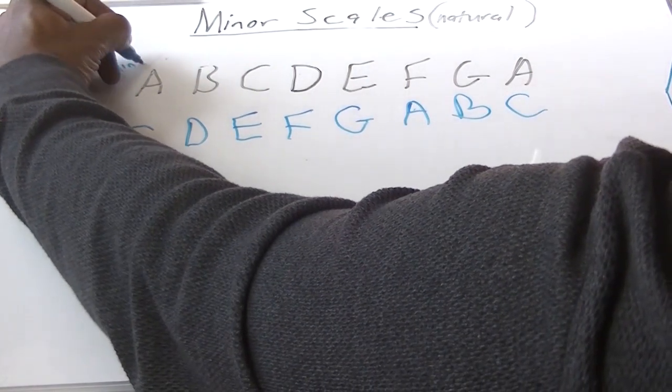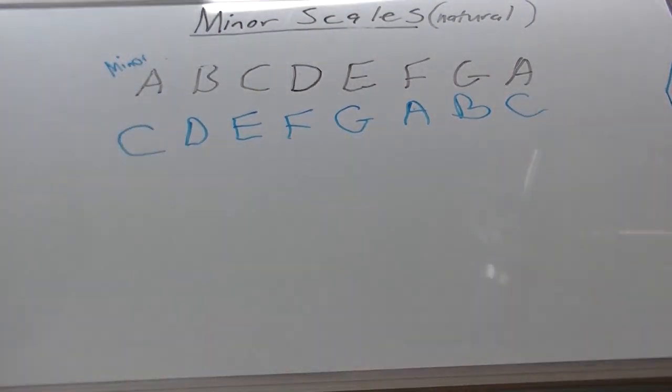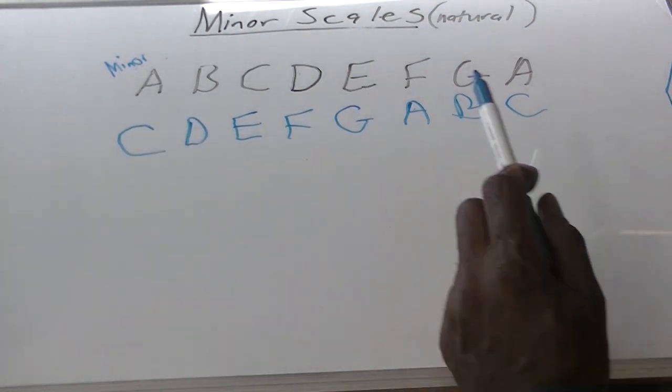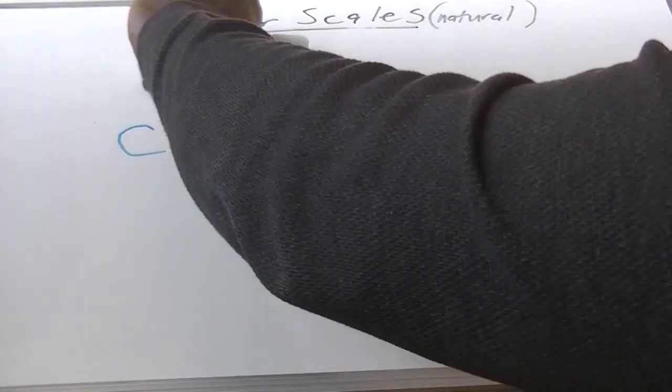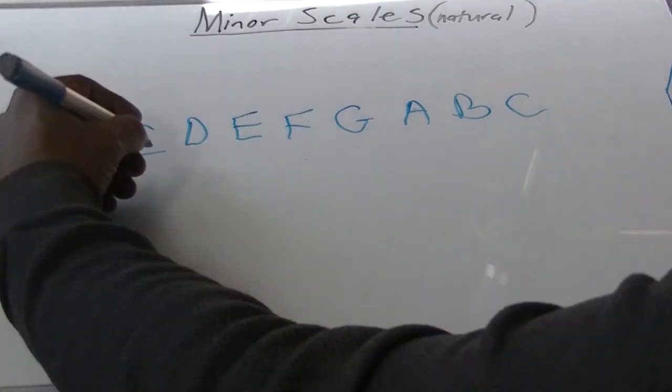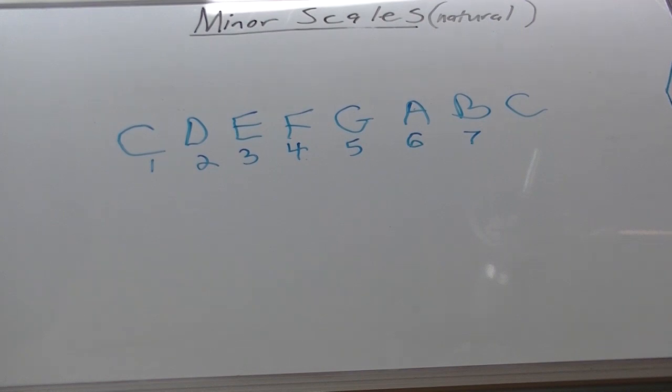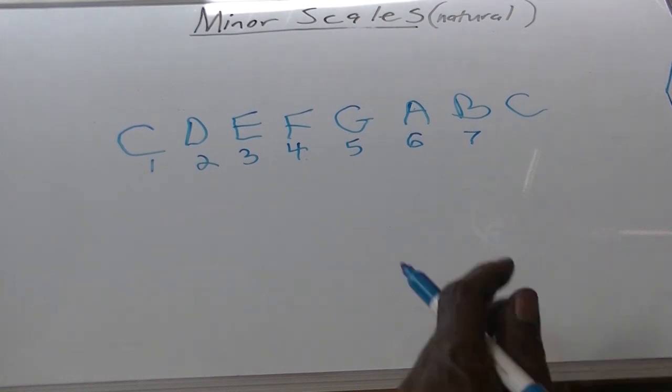The A minor scale is what's known as a relative minor scale. And what that means is, for every major scale, there is a minor scale that contains exactly the same notes. And the minor scale is called the relative minor to the major scale.